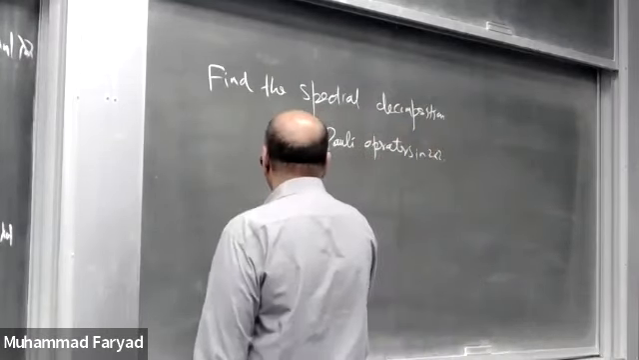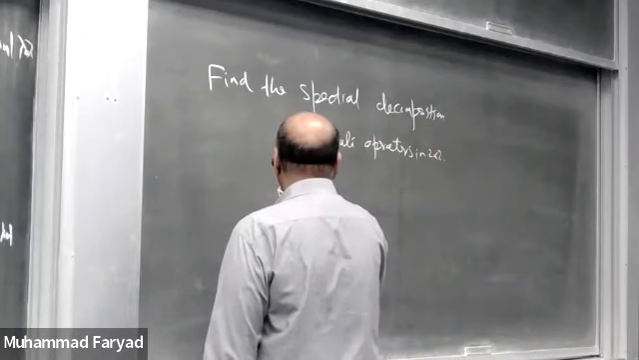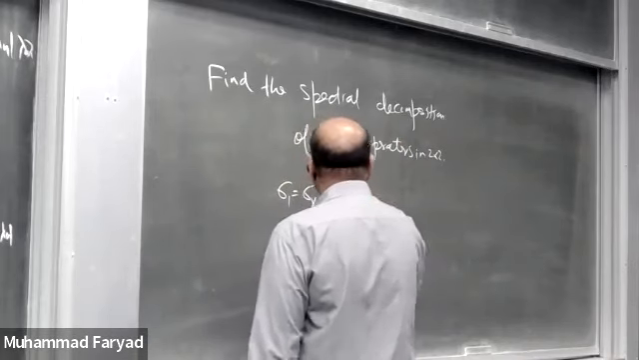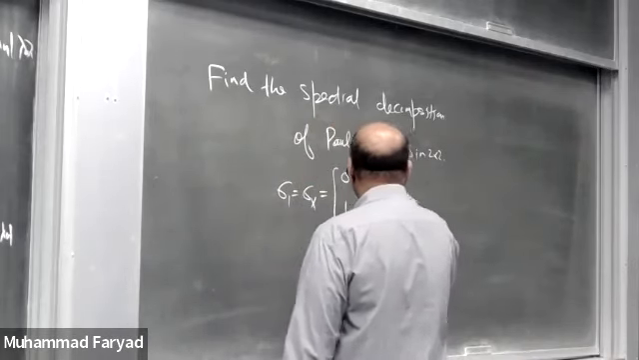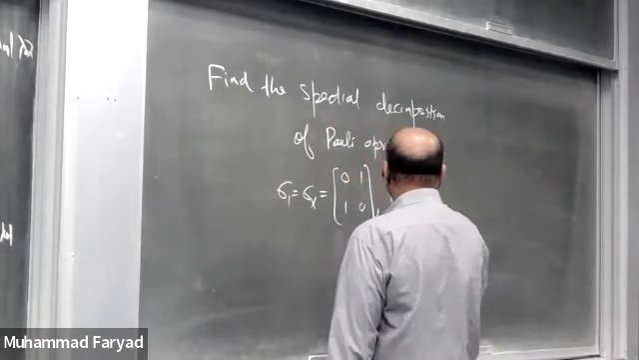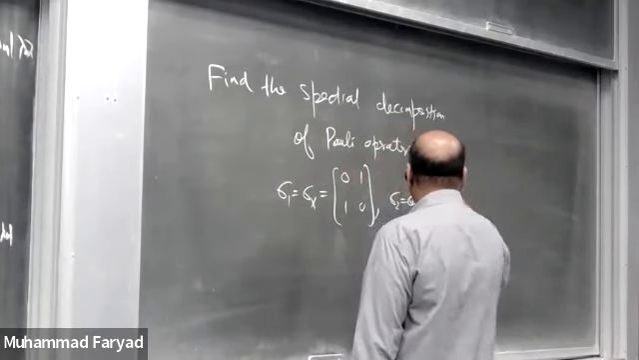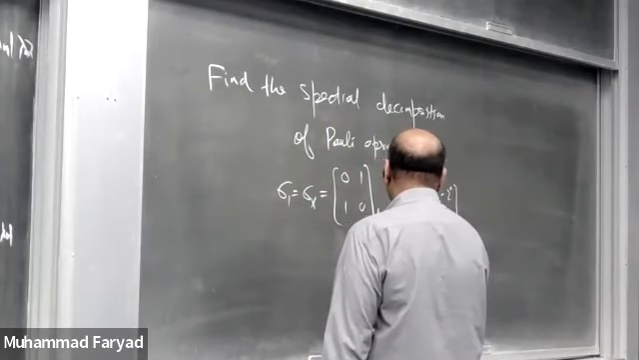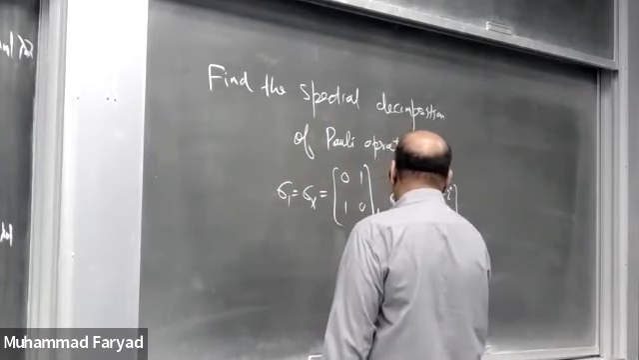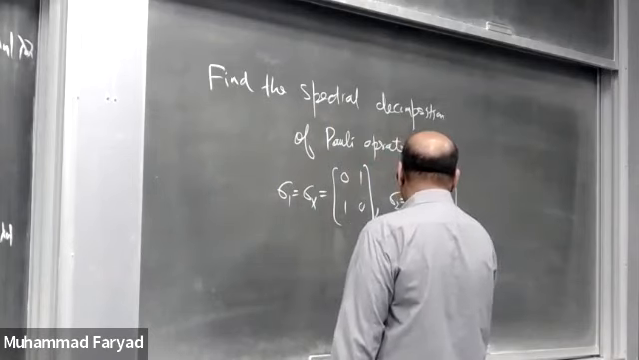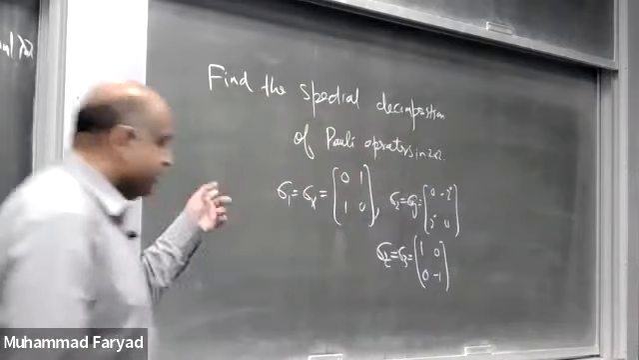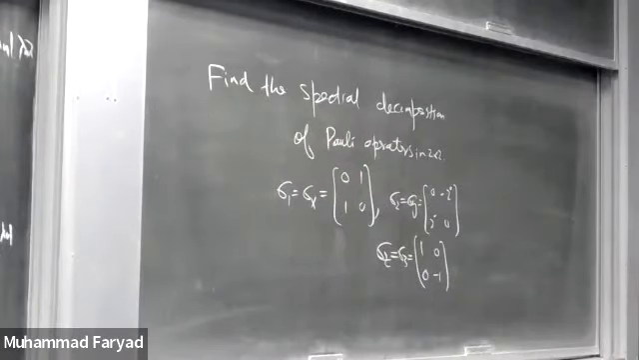So let me write it. Sigma 1, also called sigma x. This is 0 1 1 0. And then sigma z, 1 0 0. So find the spectral decomposition of these three operators.